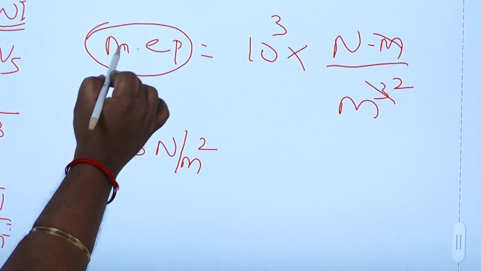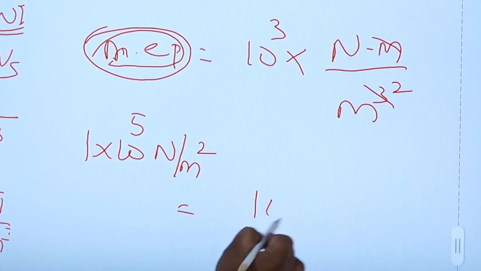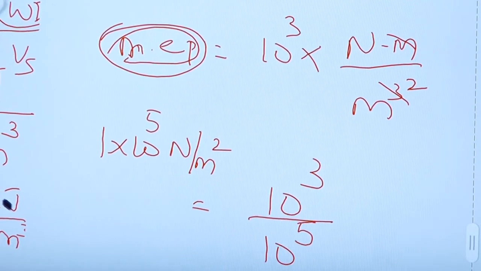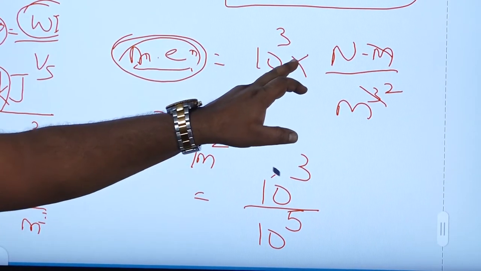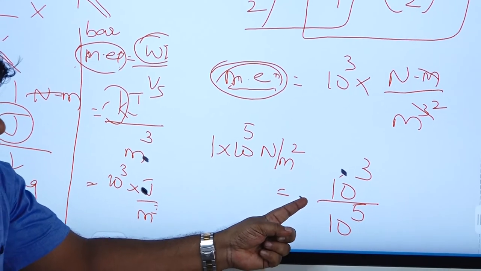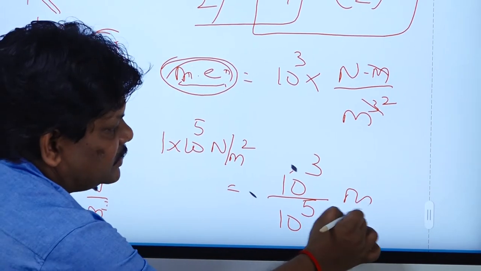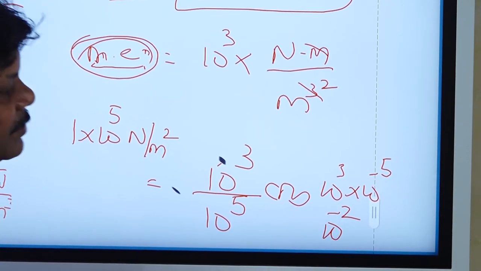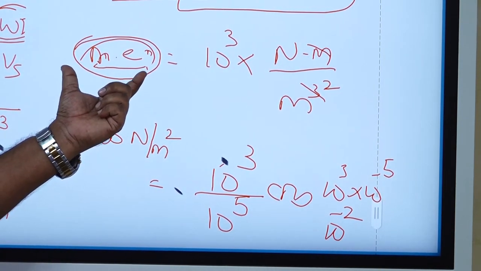So if you want to substitute this value in terms of bar, you can find that value, that is 10 power 3 divided by 10 power 5. If you get the answer for this mean effective pressure in terms of kilojoule per meter cube, you have to multiply that answer by 10 power 3 and divide by 10 power 5. Or otherwise, you can write it as 10 power 3 into 10 power minus 5, that is nothing but 10 power minus 2. If you multiply by 1 by 100, you will get the exact answer in terms of bar.